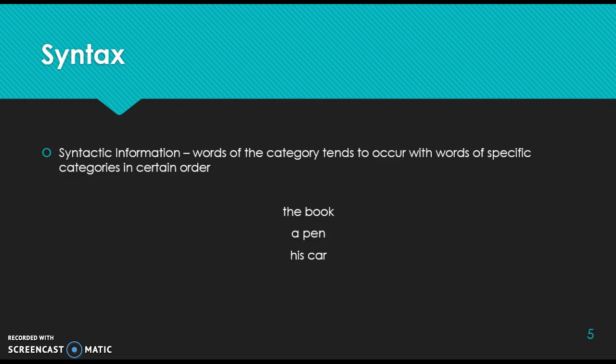So we have heard lots of examples like the book, a pen, his car. And we've heard them and we know that this is the order that it goes. We would not say book the, we know it's the book. And we see that these little words tend to occur before these other words that are nouns. So there's this pattern here that these little words tend to occur before nouns. And I'm going to abbreviate noun phrase here as NP. So noun phrases can consist of a determiner and a noun. So we've found that pattern.